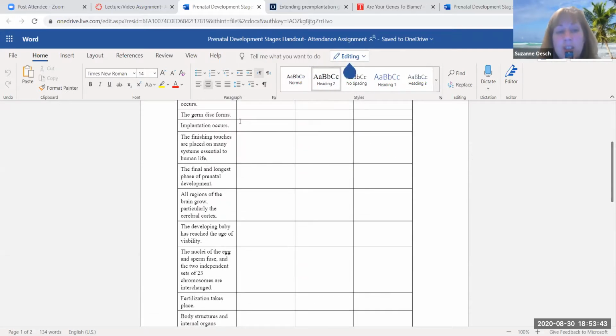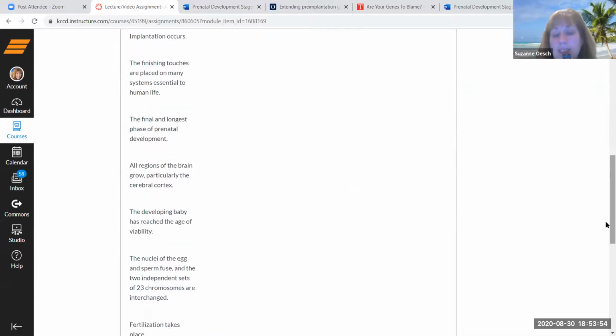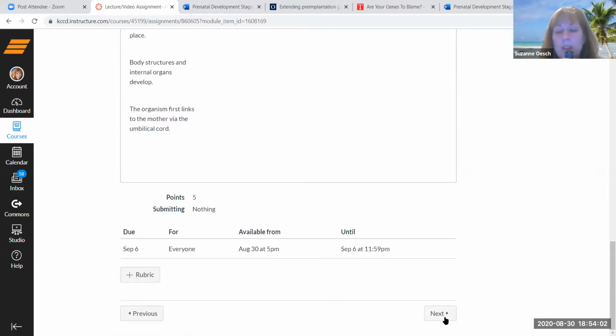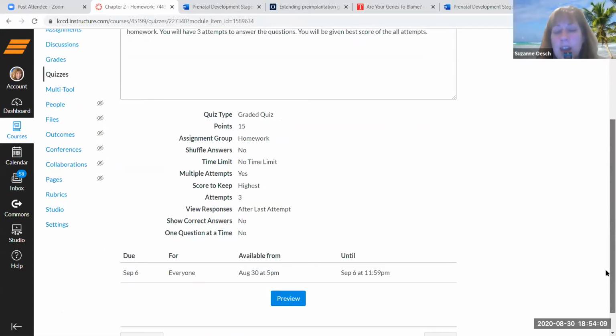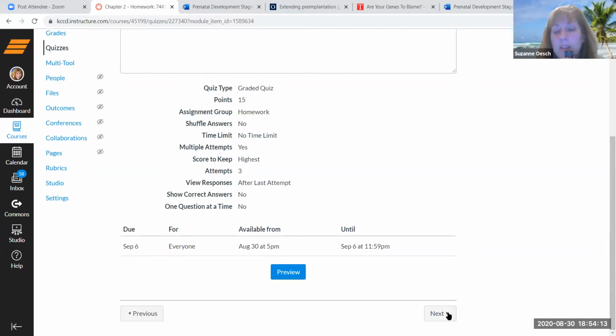So you need to really understand those periods of development. And for this chapter, this will be a really good study guide for when you take the first test next week. Not this next week, but week 3, I'm sorry. So week 3 when you take the test on chapter 1 and 2. This week, we just have chapter 2. So then you're going to go next. Remember, you have your homework quizzes. You have 3 attempts, so take the highest, 15 points.